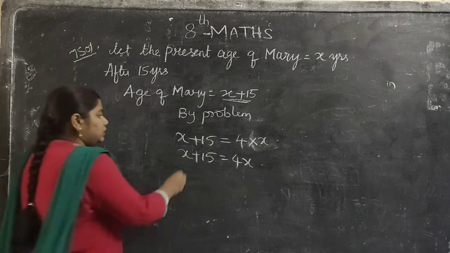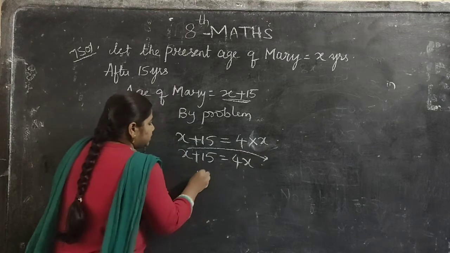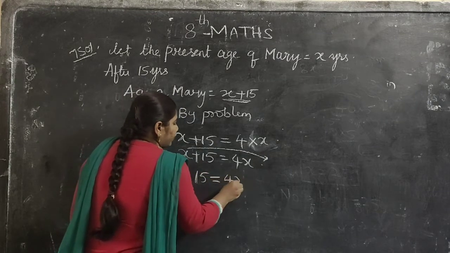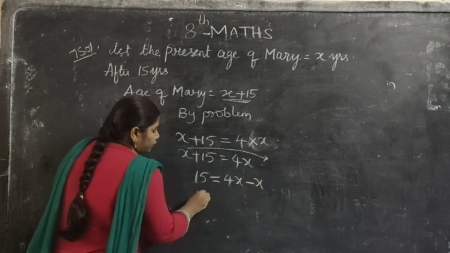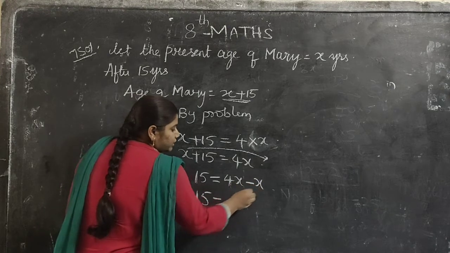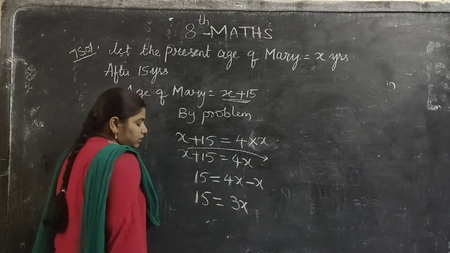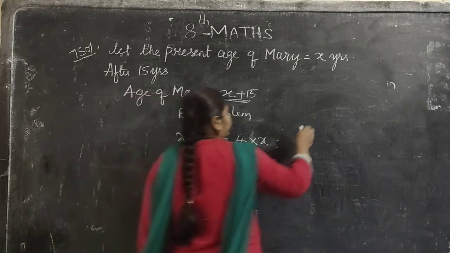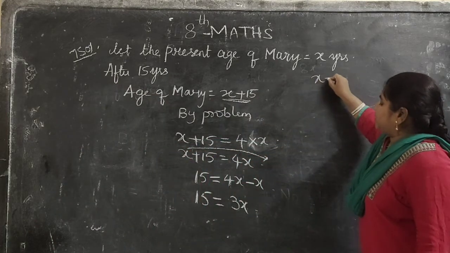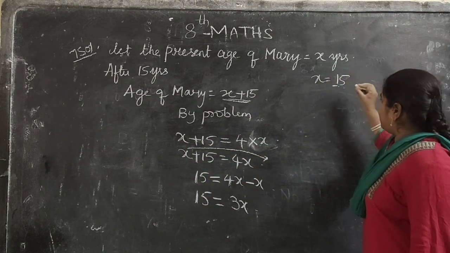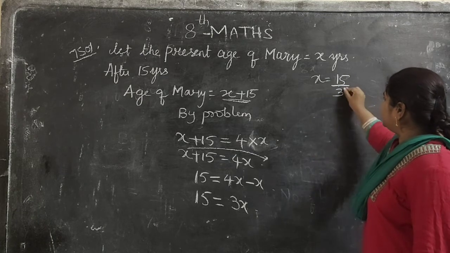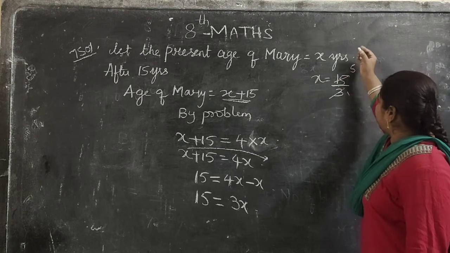Now transpose this plus x to other side. That is 15 is equals to 4x minus x. So 15 is equals to 4x minus x will be 3x. Now transpose this 3 to other side, that will be converted into division. So x is equals to 15 by 3. 3 ones are 3, 3 fives are 15.